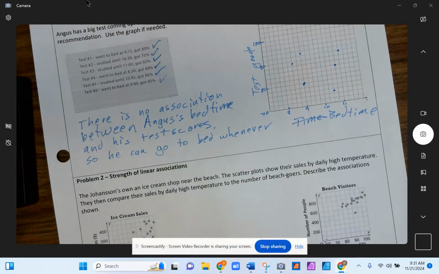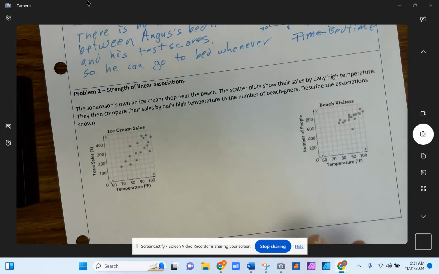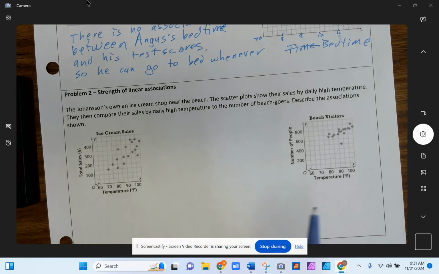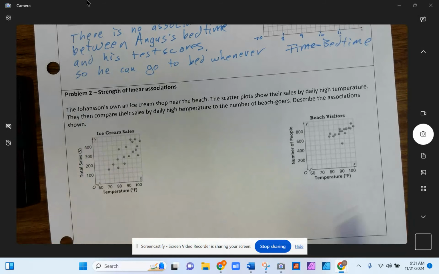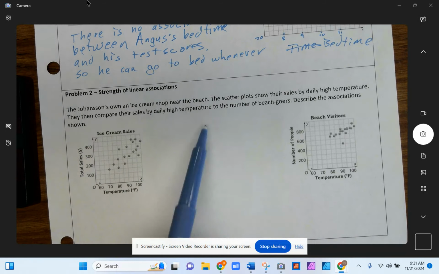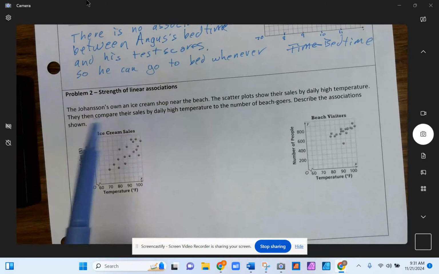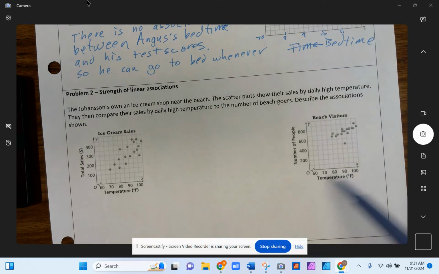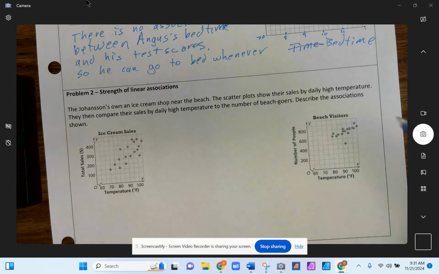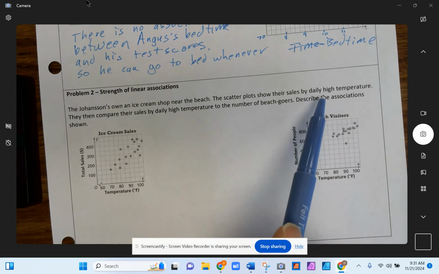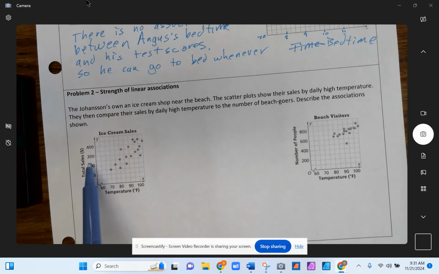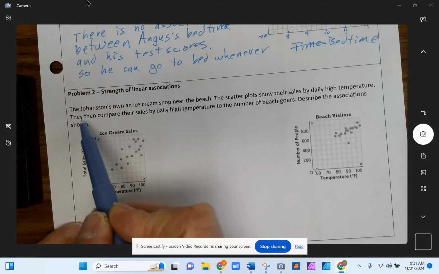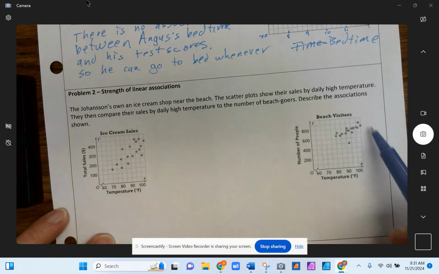Okay. Strength of linear associations. This is when we're going to talk about strong versus weak. The Johanssons own an ice cream shop near the beach. Oh man, missed opportunity there to put a name in there. Sorry, guys. The scatter plot shows their sales by daily high temperature. They then compare their sales by daily high temperature to the number of beachgoers. Describe the associations shown. The first one has daily high temperatures versus sales, that's this one right here, and then sales to number of beachgoers is right here.